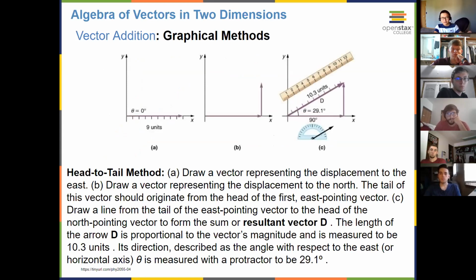For the algebra of vectors in 2 dimensions, there is the head-to-tail method, or graphical method. You move the second vector parallel so that its tail is at the head of the first vector. Then the resultant vector will point from the tail of the first vector to the head of the second vector. That's how you do vector addition graphically.